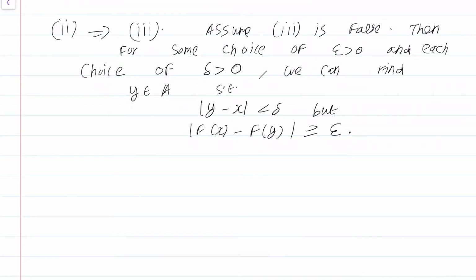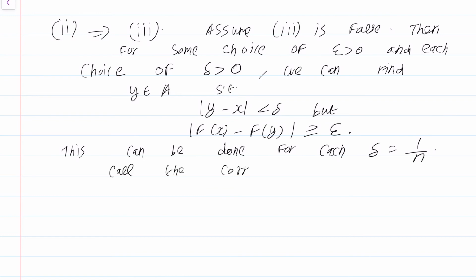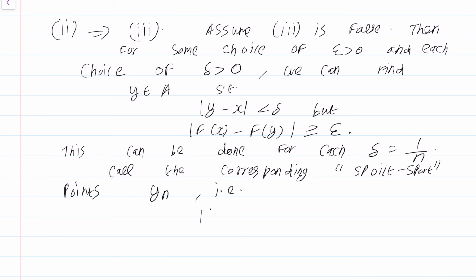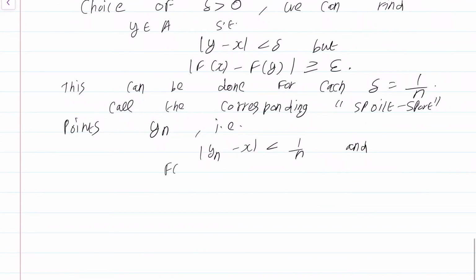Okay, now how do you do this? Well, this can be done for each delta equal to 1 by n. So what this means is we get the corresponding points, call them spoil sport points yn, that is, mod yn minus x is less than 1 by n, and mod f of xn minus f of x is greater than or equal to epsilon.